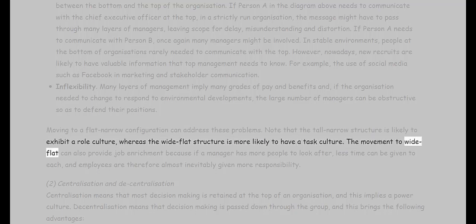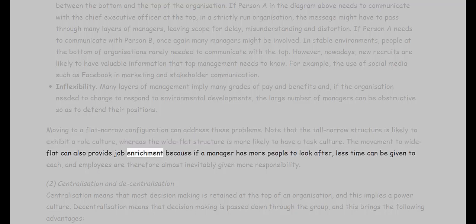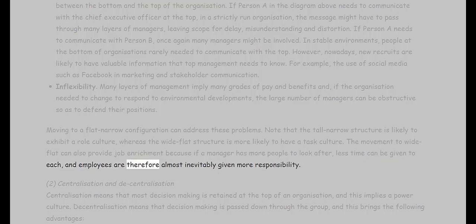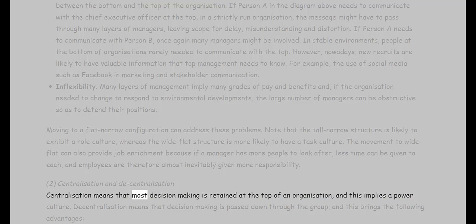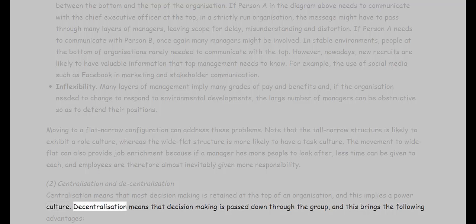The movement to wide flat can also provide job enrichment because if a manager has more people to look after, less time can be given to each, and employees are therefore almost inevitably given more responsibility. 2. Centralization and Decentralization. Centralization means that most decision-making is retained at the top of an organization, and this implies a power culture. Decentralization means that decision-making is passed down through the group, and this brings the following advantages.